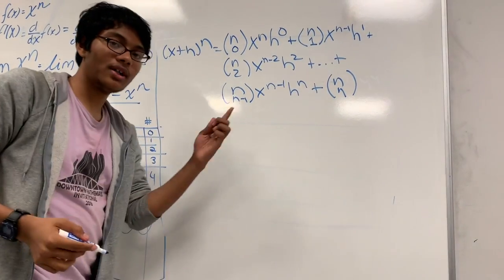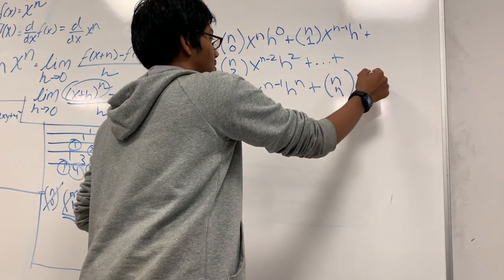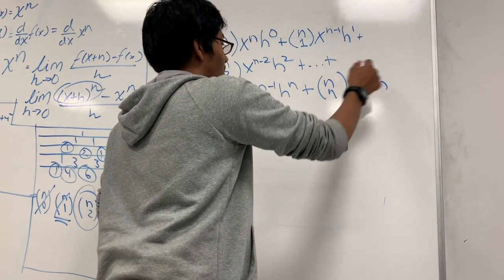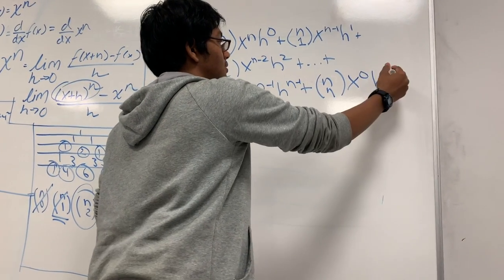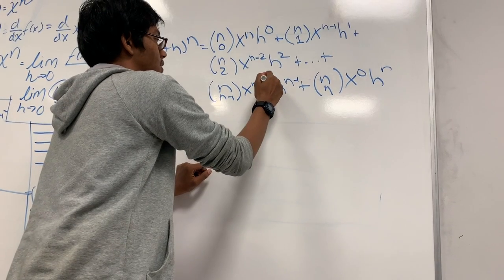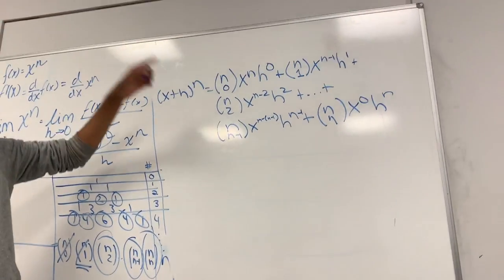And of course, there's only one way to choose n things from n things. x to the 0. And h to the what? Sorry, this is h to the n, and this should be n minus 1. Okay. So we've expanded x plus h to the n.